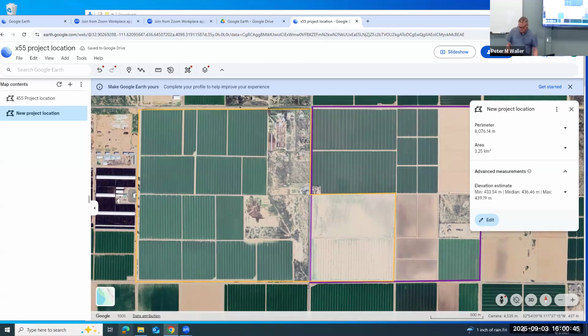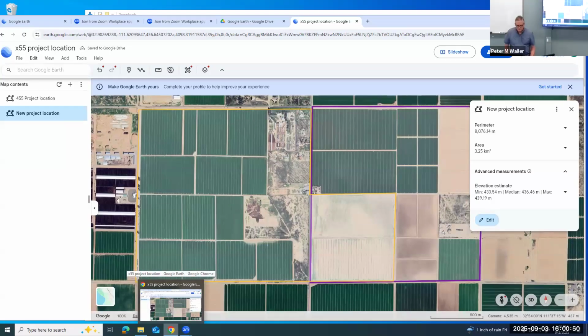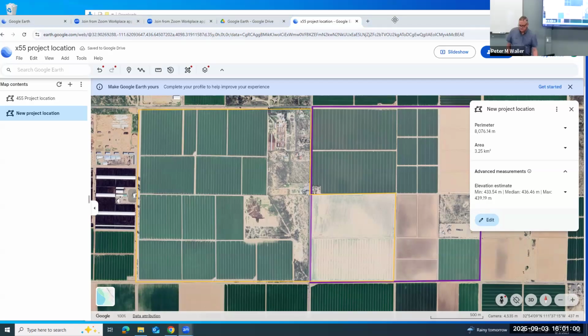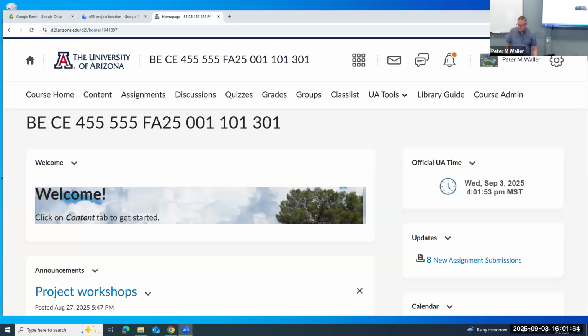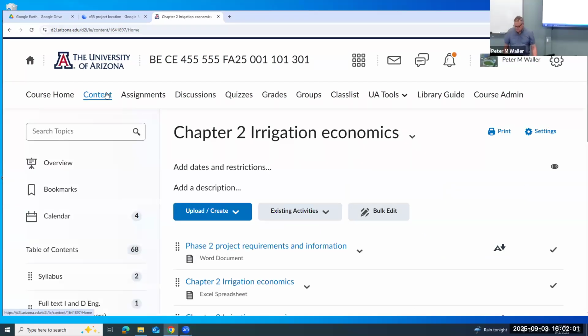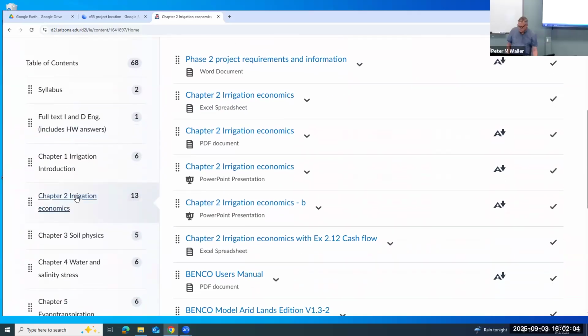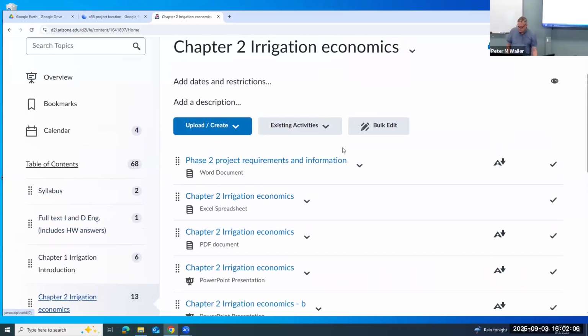So today we are going to use the data that I provided for you in your Brightspace chapter 2 content. Okay, so to find that information, you go to content and then chapter 2, irrigation economics. And here's the project, phase 2 project requirements and information.